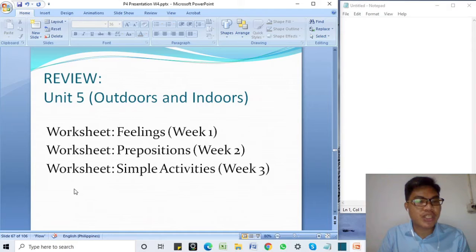So for worksheet week 1, we have the feelings. For the worksheet of week 2, we have prepositions. And for the worksheet of week 3, we have simple activities. Okay? So I'm going to go through each of the worksheets and explain each one, and maybe I'm going to give you an example for each of the worksheets, just to make sure you don't get confused. Okay, now let's start.